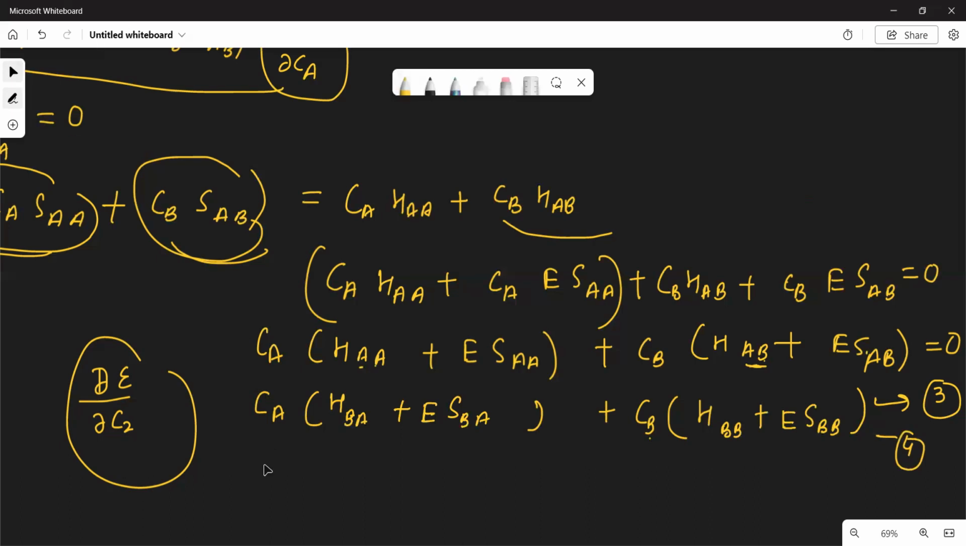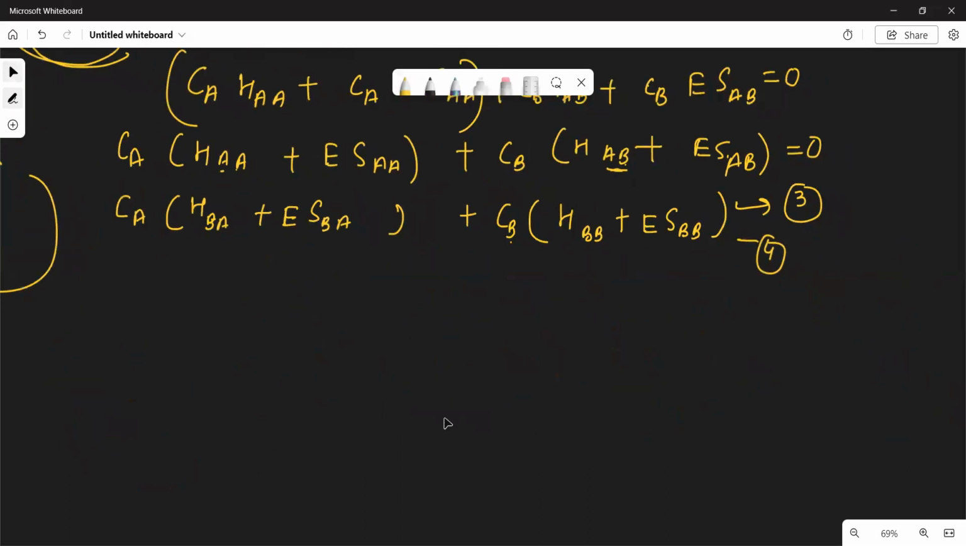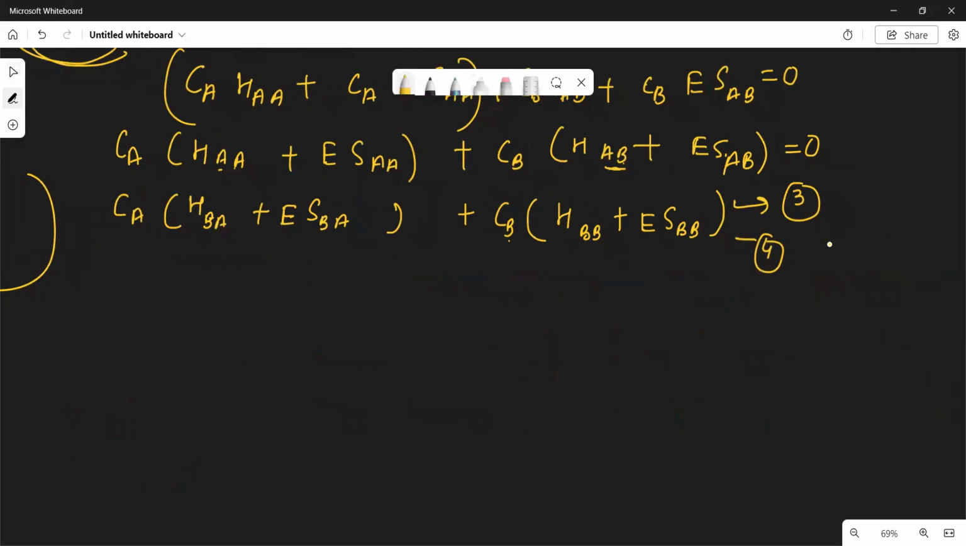Now these two equations can be written in the form of a determinant. So how will we write the determinant? These two equations form the determinant that is known as the secular determinant, which is equal to 0. Here we have two coefficients in the first equation and two coefficients in the second equation. So the order of the determinant will be 2 by 2, meaning we will have 2 rows and 2 columns.